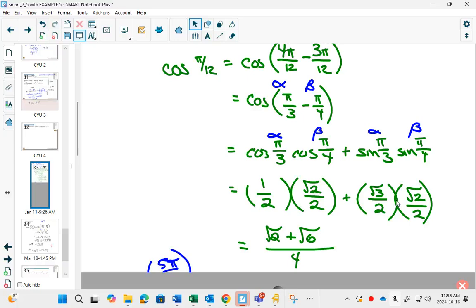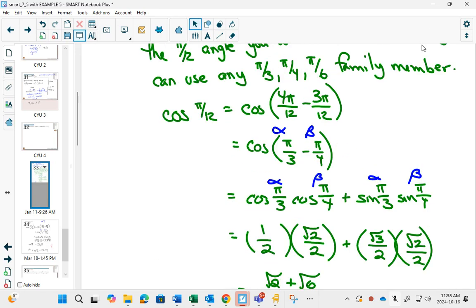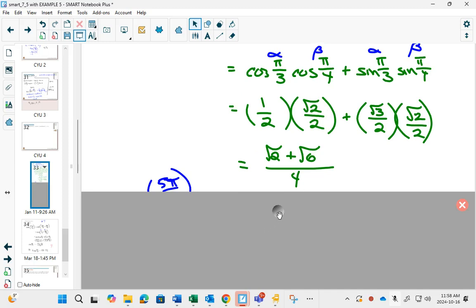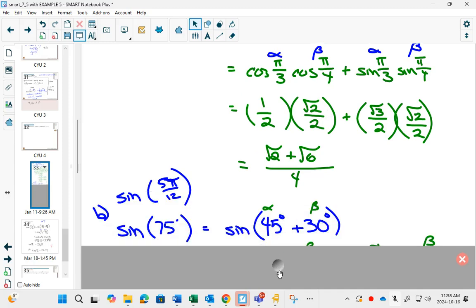So pi over 12 questions, what's going to happen is you have to find 2 things that add or subtract to give you pi over 12. Questions can be in radians, or in part 2, in B, I had one in degrees. Can you come up with 75 degrees by adding or subtracting? Absolutely. Would you agree 45 degrees plus 30 degrees is 75? You could do 120 minus 45. That would work too. There's lots of different options, and they all give you the right answer.